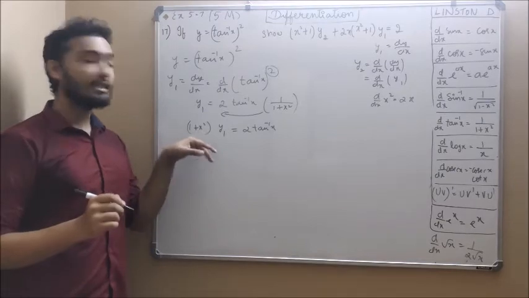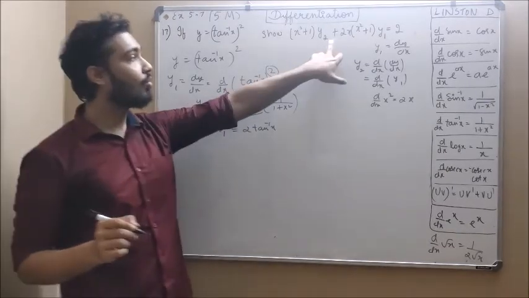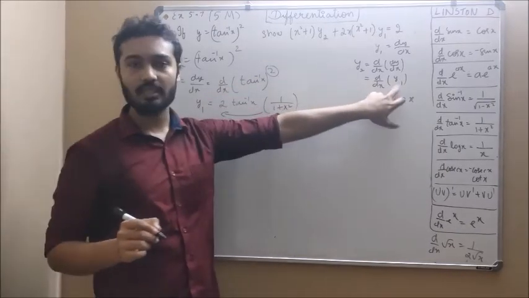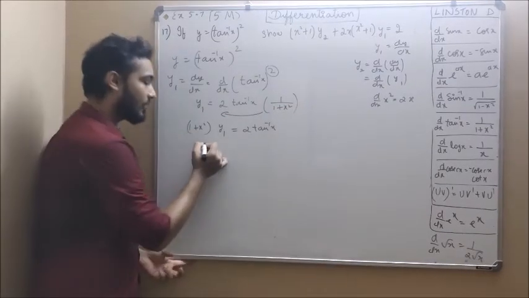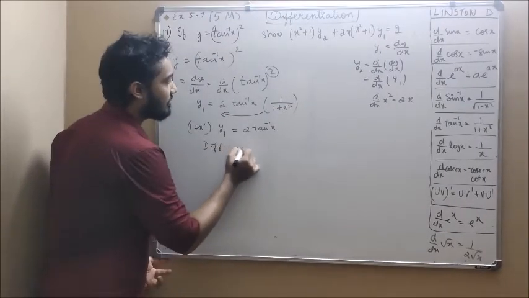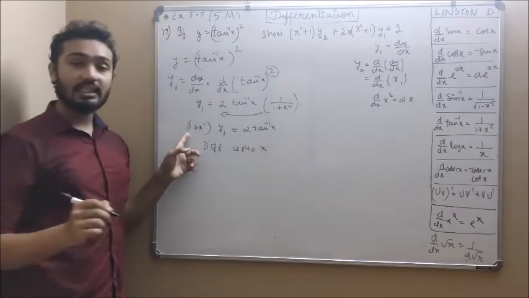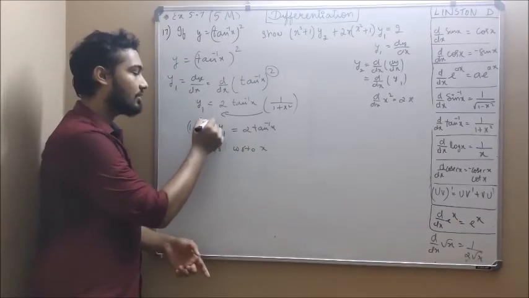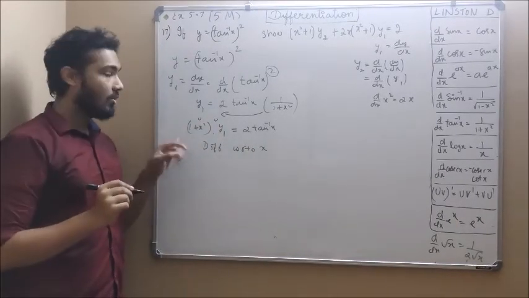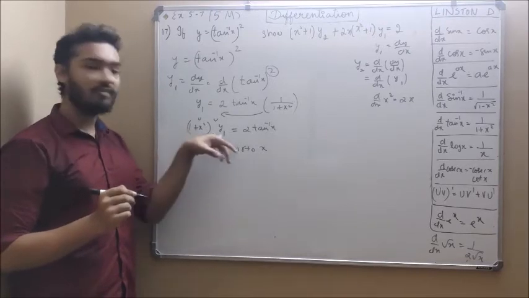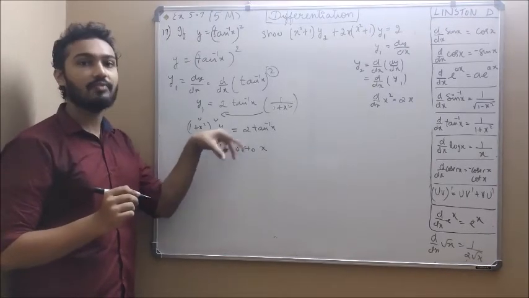Next, here it is a product. We have to get y2. How to get y2? We have to differentiate y1, so differentiate with respect to x. So this is a product here. This is u, this is v. So what is the uv rule? First function into differentiation of second function plus the second function into differentiation of first function.